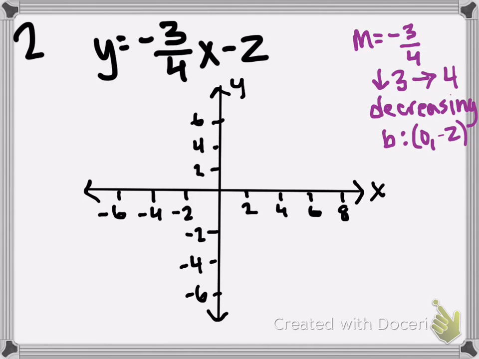Once you pull that information out, you can plot it and begin to shape your line. So I'm going to start at 0, -2. That's here. And then my slope tells me to fall 3 and go over 4. So that's like here. Once I do that, I can graph my line. Make sure that your line goes through the entire grid and has arrows on both sides. So that's what it should look like.